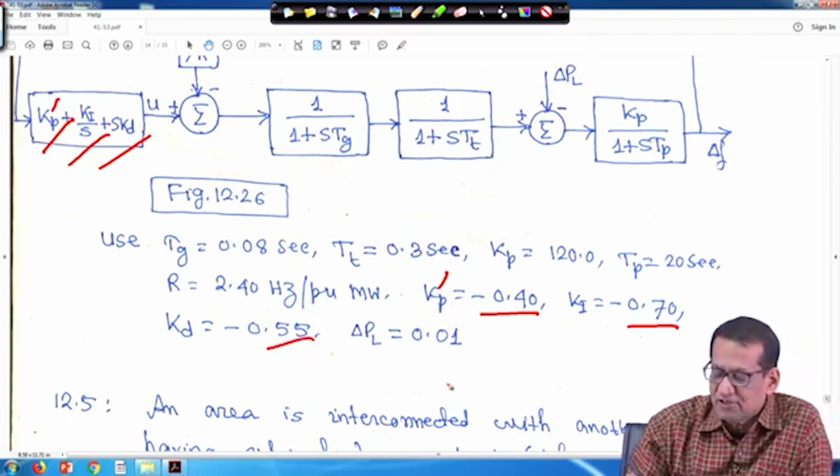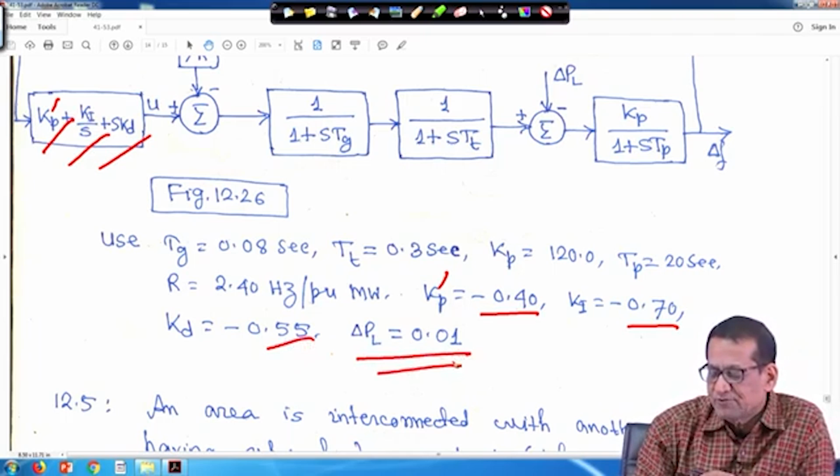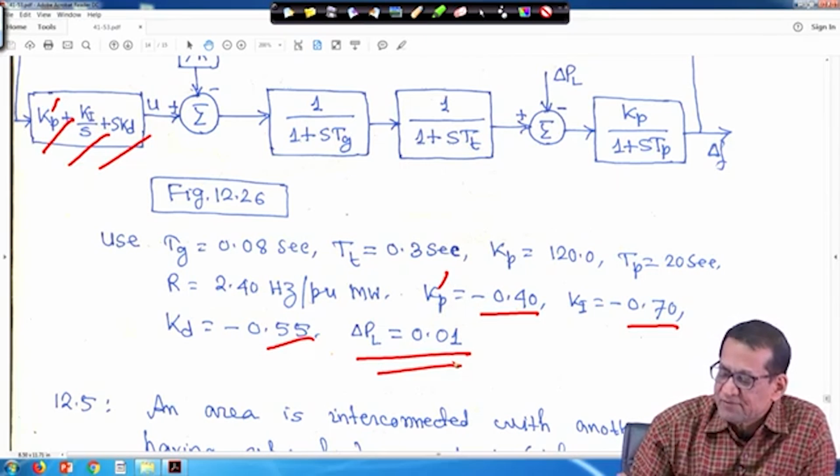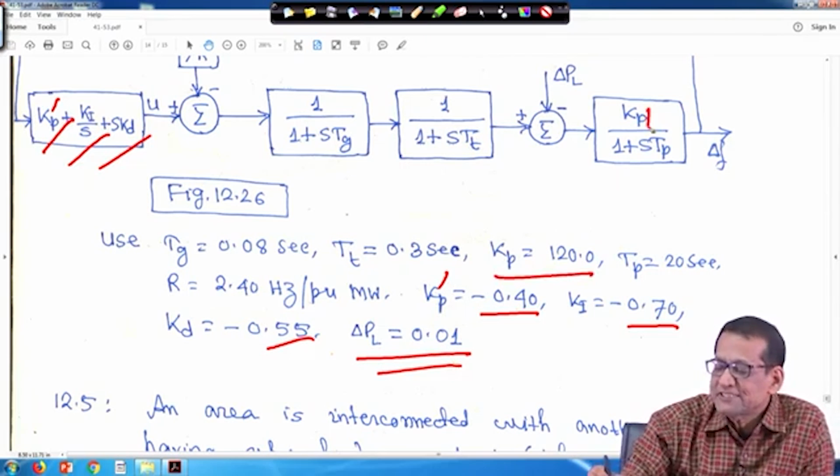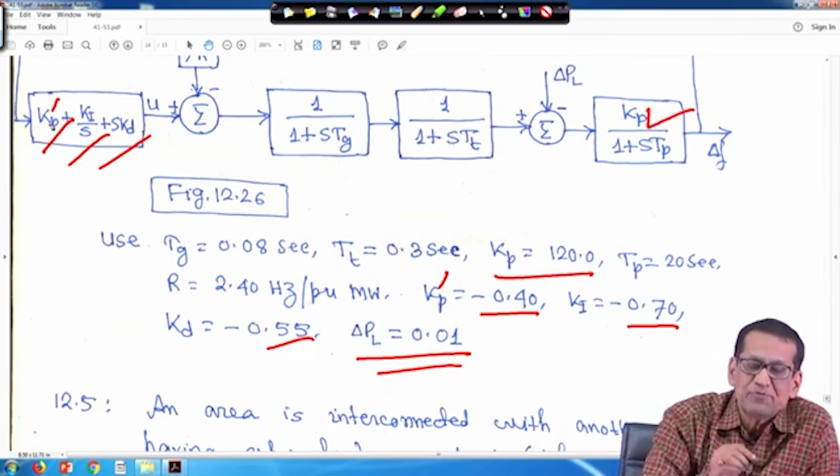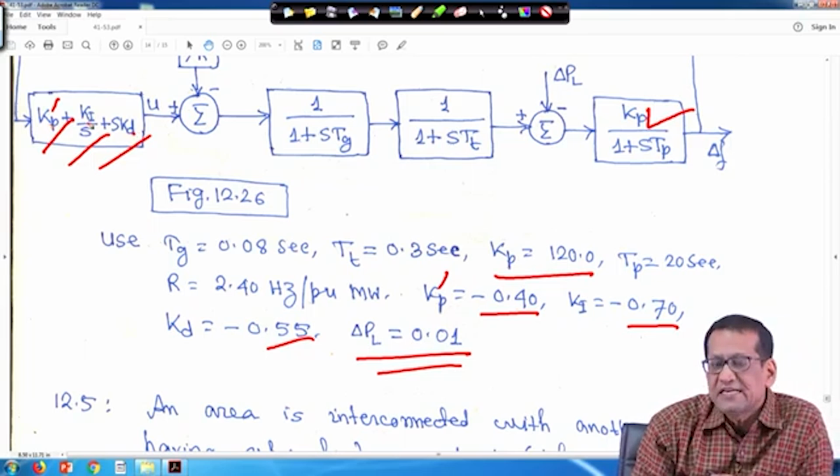If you take all minus, all should be plus, and the step load input is 0.01, right. Do not be confused between this Kp and this Kp dash. This is the proportional gain, this is the derivative gain Kd, and Ki is the integral gain, right.